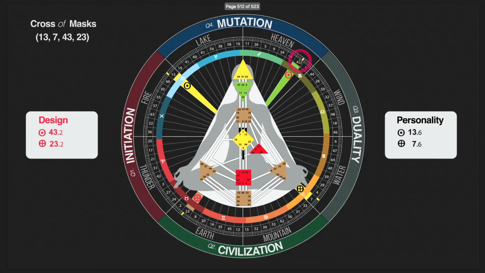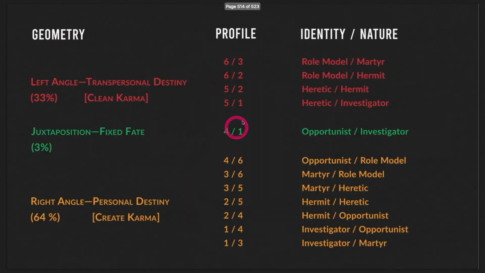So anyway, time ticks on, tick, tick, tick. And what are we going to get here? We get a 6.3, right? So we're getting the last profile, the role model martyr. And like the 3.6, the 6.3 has this nice symmetry to it.